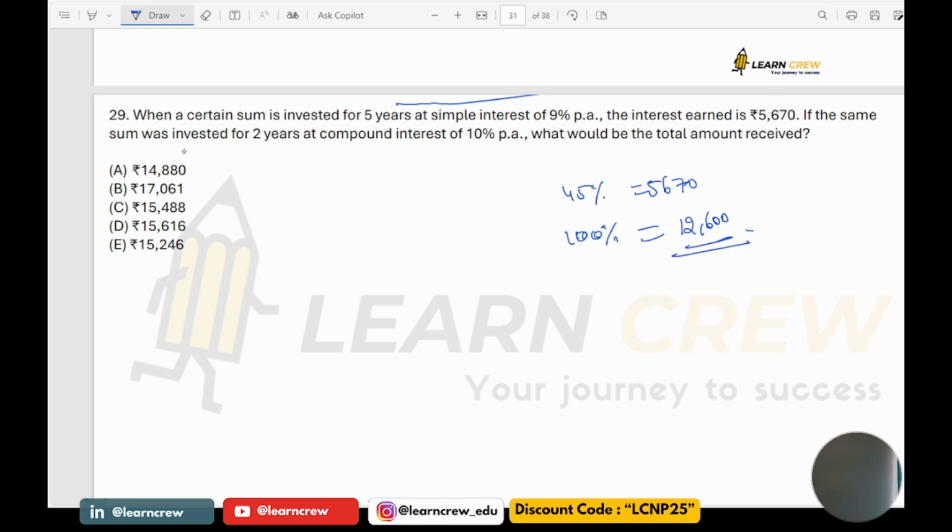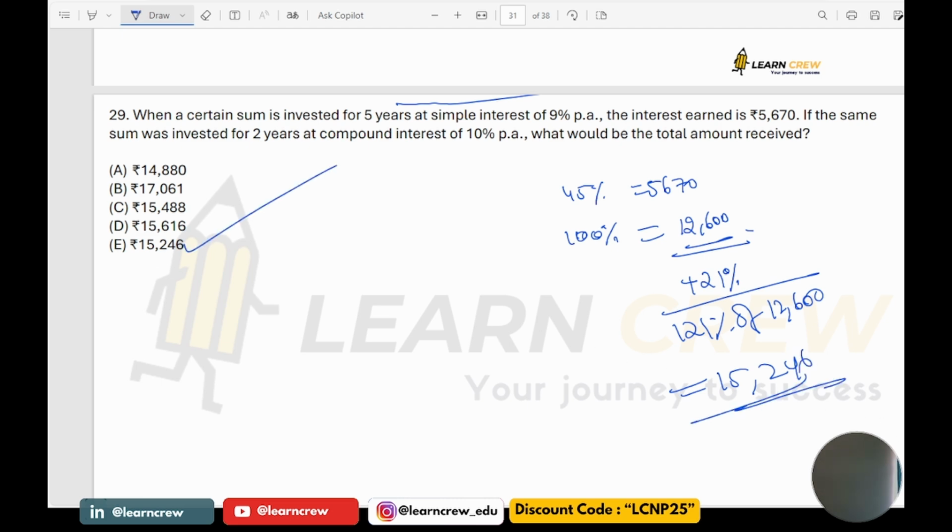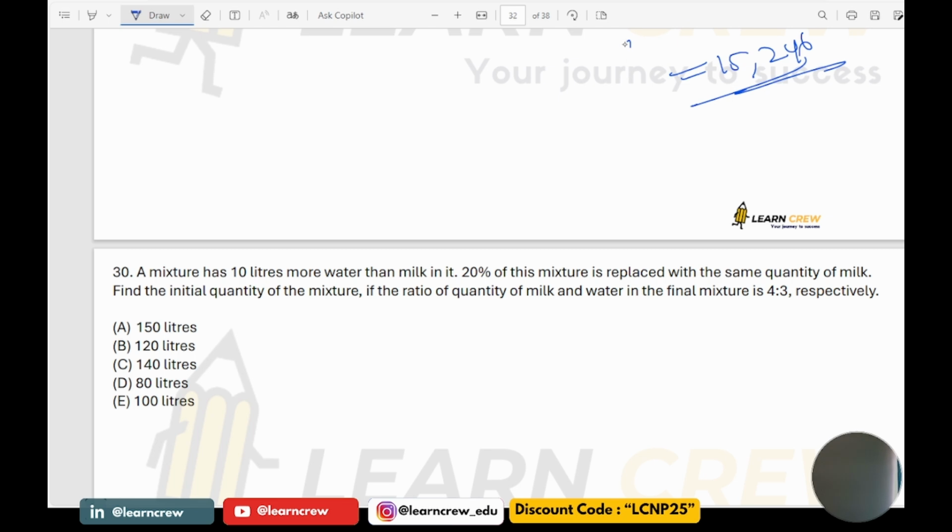12,600. If the same sum was invested for 2 years at the compound interest of 10%, so there will be 21% of interest altogether, which is 121% of 12,600, which is equal to 15,246. 15,246 is the answer when it is at compound interest. Okay.